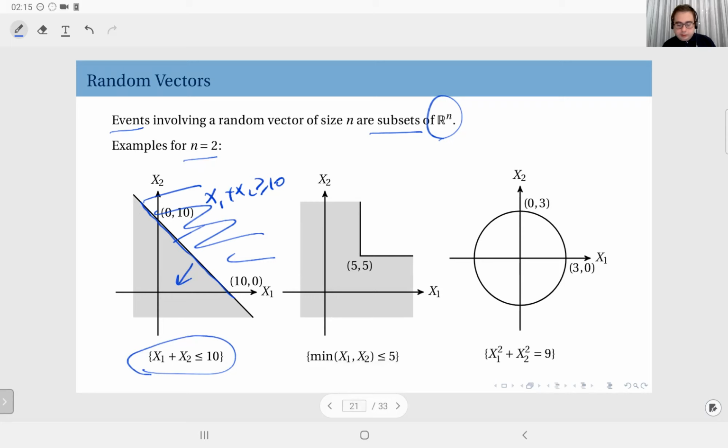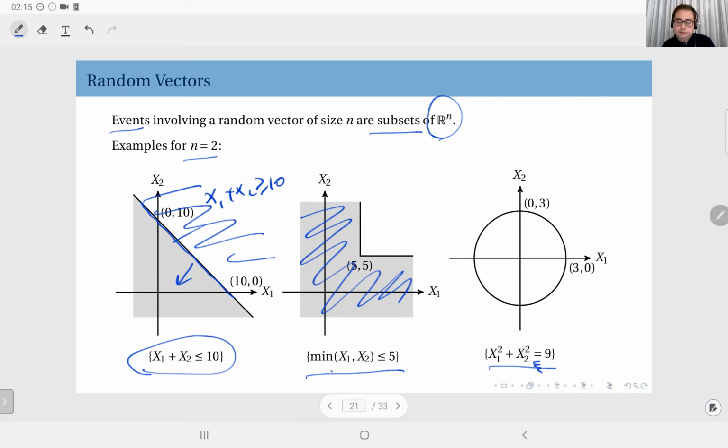Here again, in the second one, you see an event. The minimum of x1 and x2 is less than or equal to 5. You see, this is the region where the minimum of the two is less than or equal to 5. Or this one, x1 square plus x2 square is equal to 9. Now you have equality here.